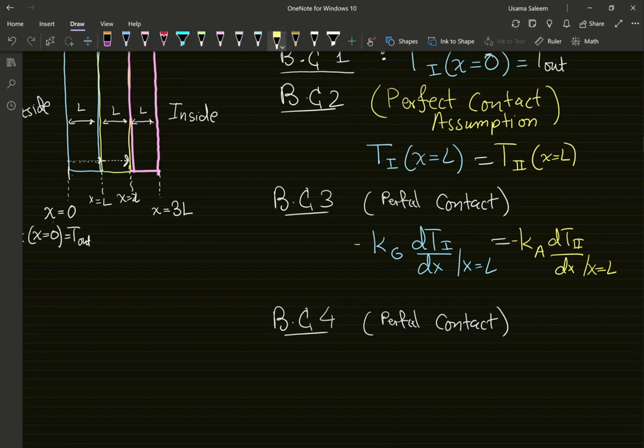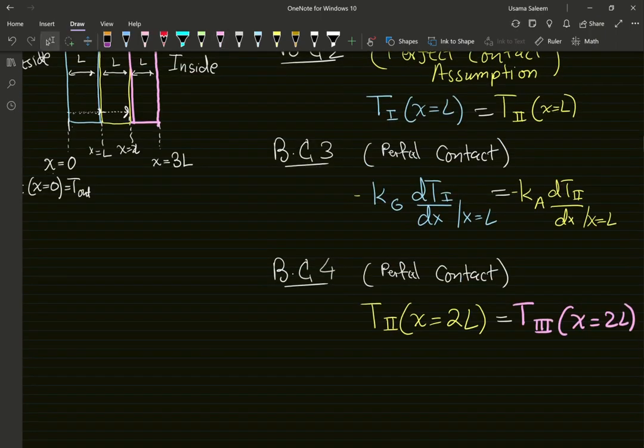assuming perfect contact at x equals 2L, you'll be left with the temperature of the second domain at x equals 2L is once again going to be equal to the temperature in the adjacent domain, in the third domain at x equals 2L. Perfect contact, so the temperature profile has to be continuous. There cannot be a disjoint temperature profile. And boundary condition 5, assuming perfect contact again. Perfect. This is perfect contact.